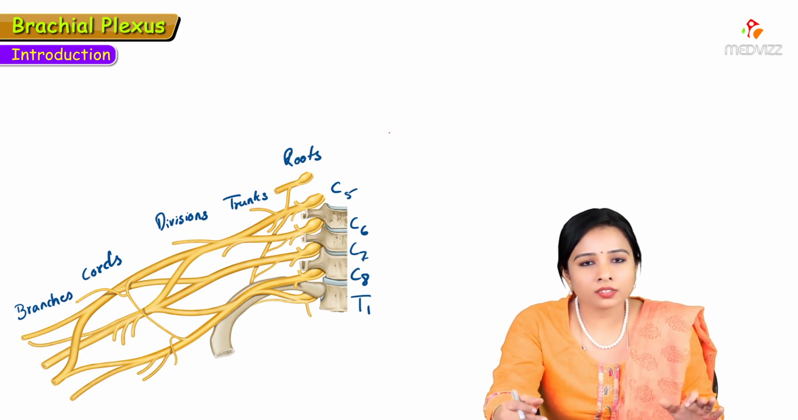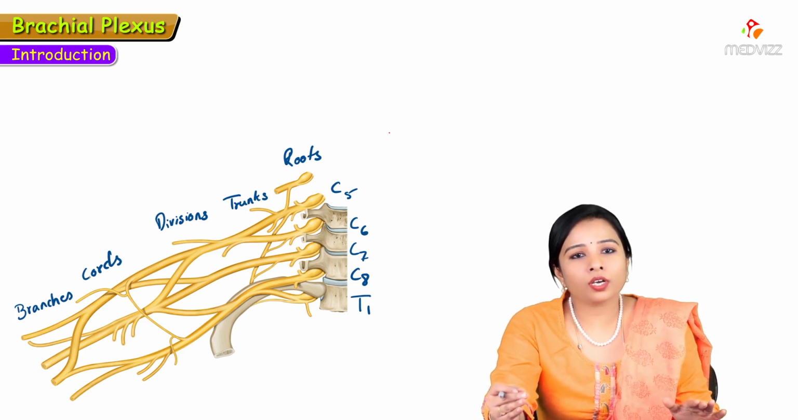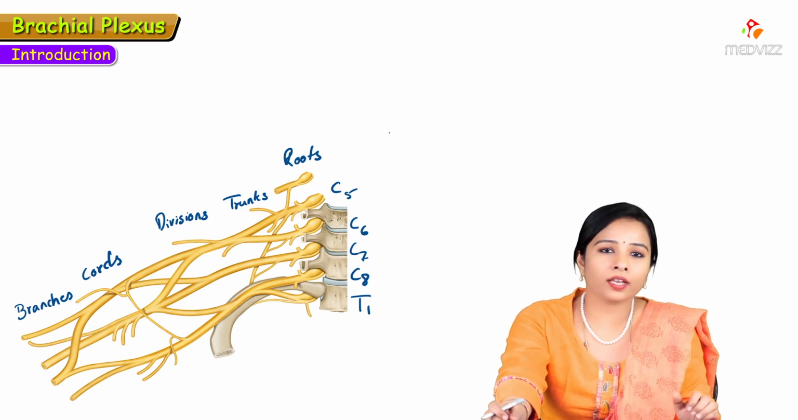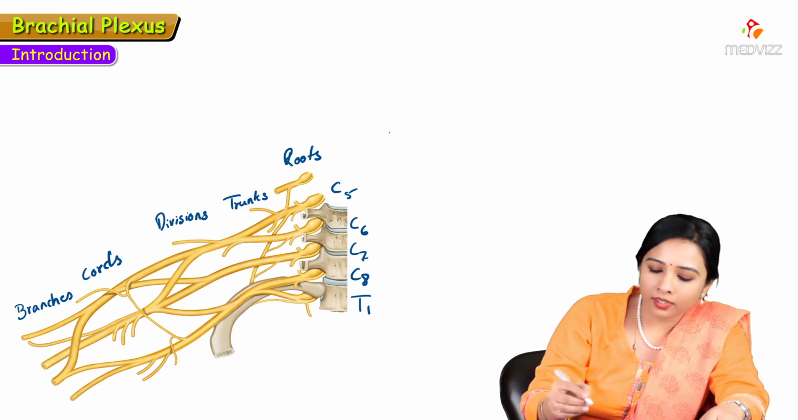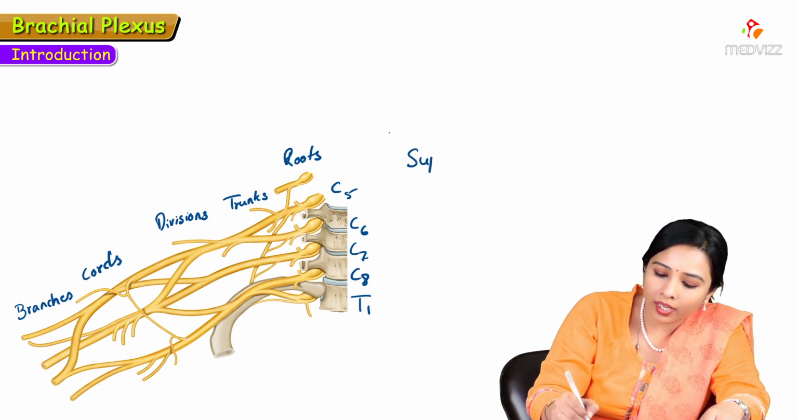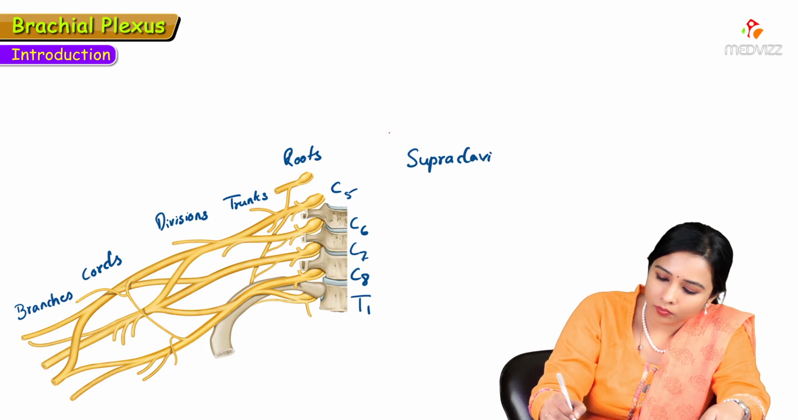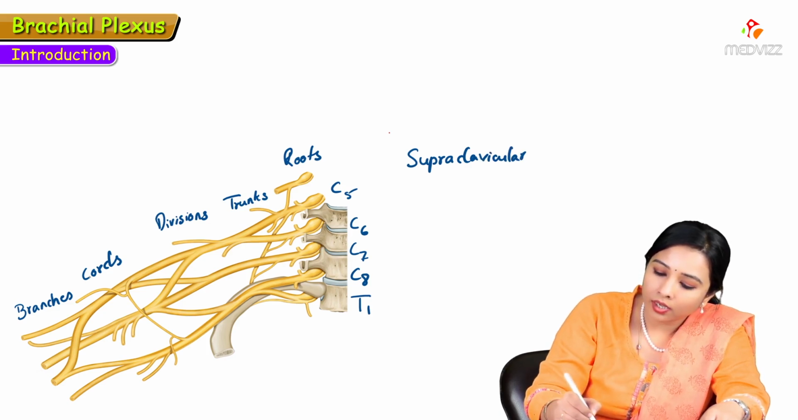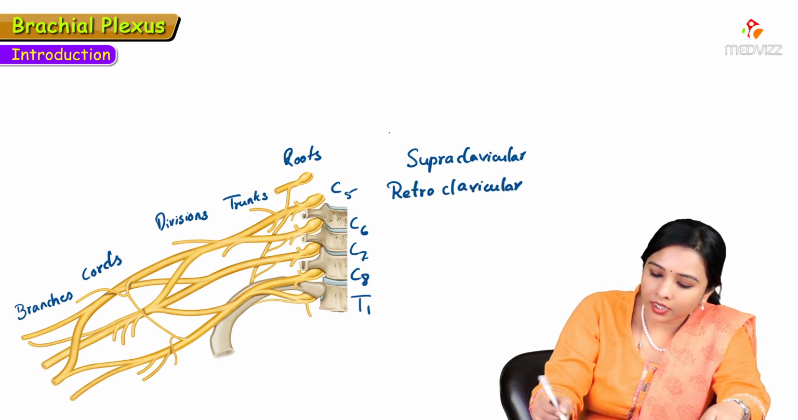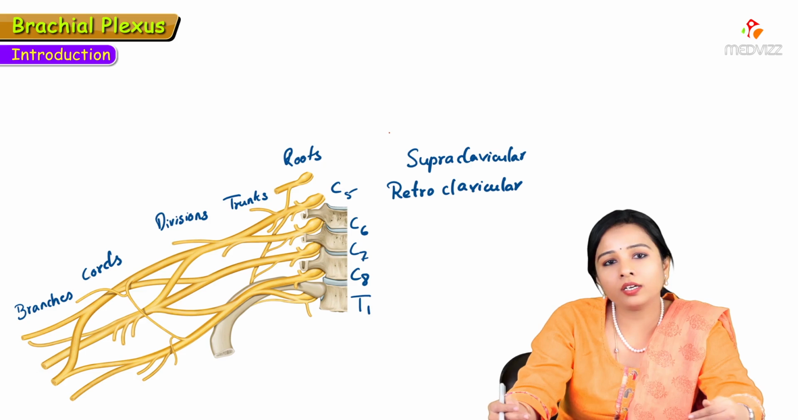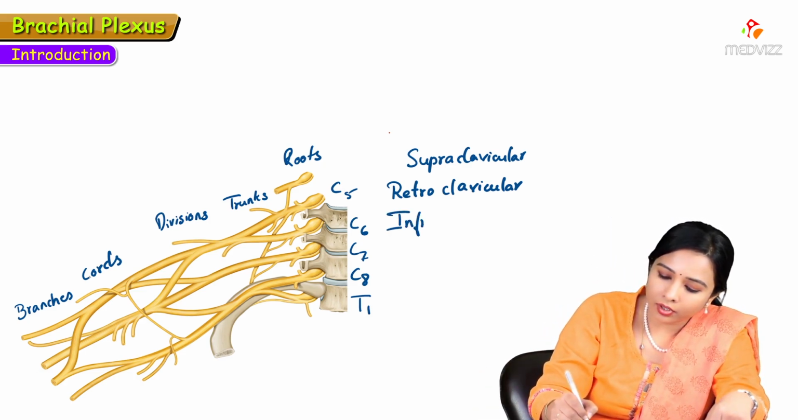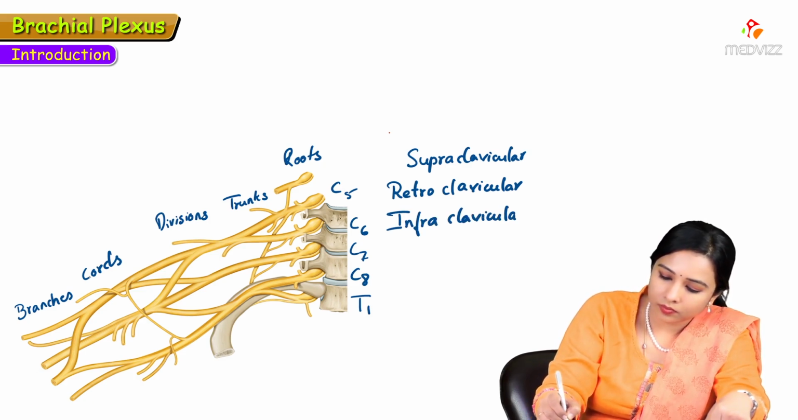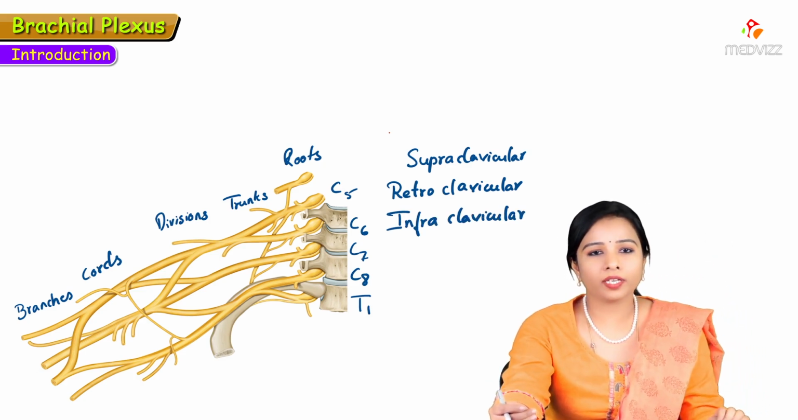The brachial plexus, before entering into the upper limb, is crossed by the clavicle. So because of its relation with the clavicle, you can divide the brachial plexus into three parts: supraclavicular part, which is above the clavicle; retroclavicular part, where the divisions are related, which is present behind the clavicle; and infraclavicular part. So these are the three parts of the brachial plexus.